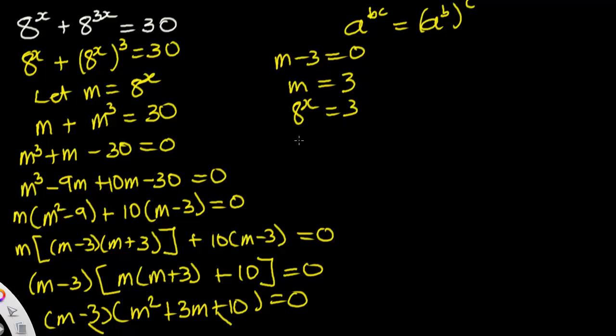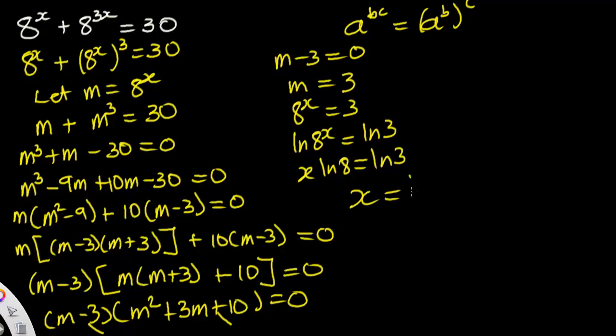So when we do that, we are going to have the natural log of 8 exponent x is equal to the natural log of 3. Now from here we are going to have x times the natural log of 8 is equal to the natural log of 3. Over here I can divide through by the natural log of 8 in order to make x the subject. So when I do that, I'm going to have x is equal to the natural log of 3 all over natural log of 8, which gives x equal to 0.5284.